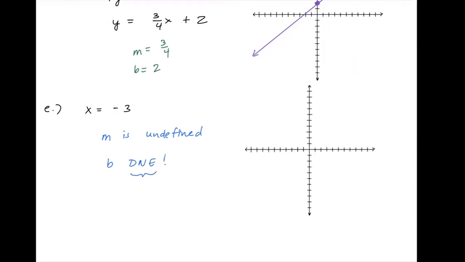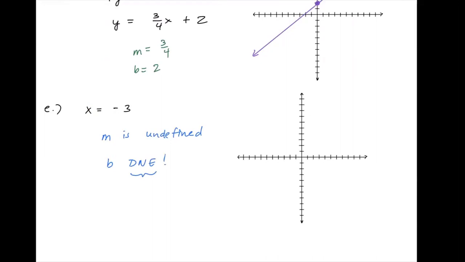So to graph this, all this means is on the x-axis, we're going to draw a vertical line that just goes through negative 3. So we're going to plot a point on the x-axis at negative 3, and then we're just going to draw a line that goes vertical straight up and down through that point.